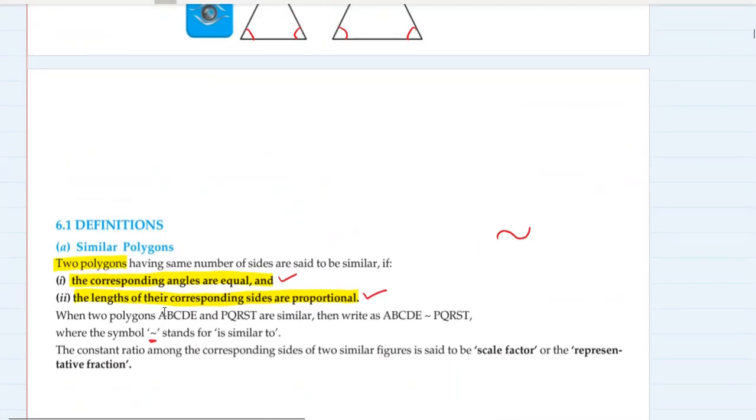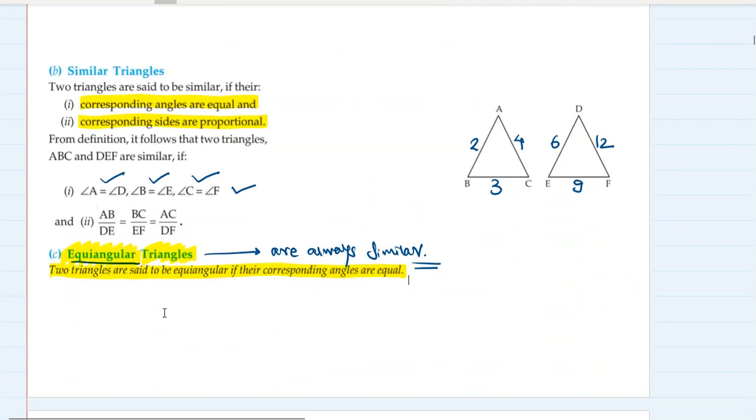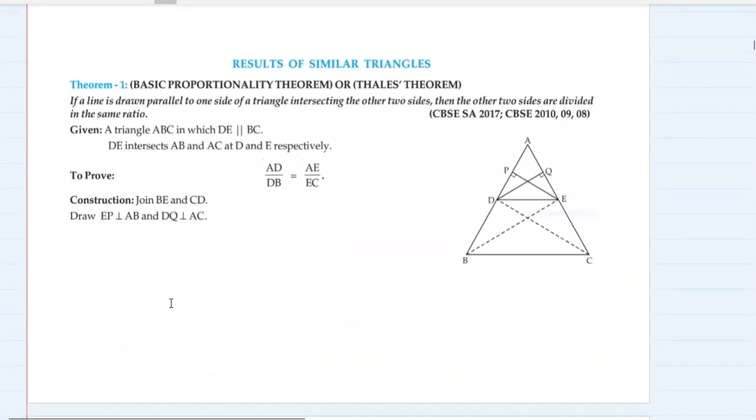Now you have an idea about what is similarity and what are similar triangles, and when they can be called similar triangles. Okay, now let's start with the theorems. The first theorem is the basic proportionality theorem, or Thales theorem. This is a very important theorem. This theorem has been asked in your board exams many times. Remember that. This theorem has been asked in the board exams for proving. So what they say is, prove that.